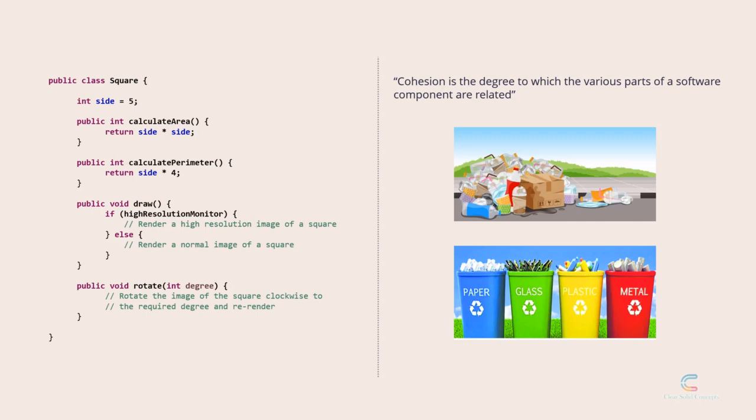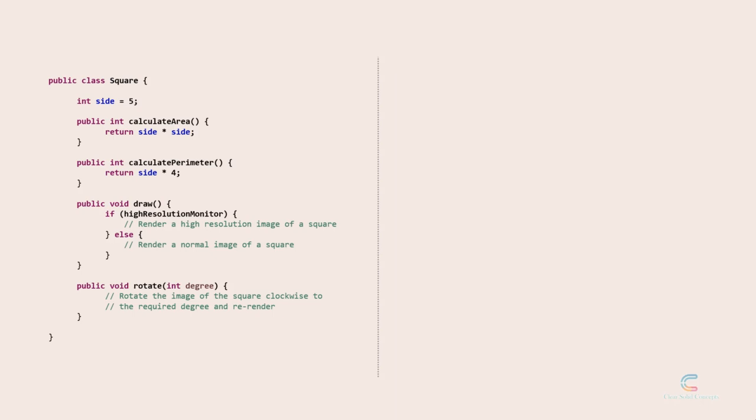If we apply the definition of cohesion here, which says that cohesion is the degree of relation, we could say that the contents of the unsegregated waste bin have a low cohesion, and the contents of each of the segregated waste bins have a high cohesion. Enough of garbage, huh? Let's get back to our code snippet. Let's apply the same principle here.